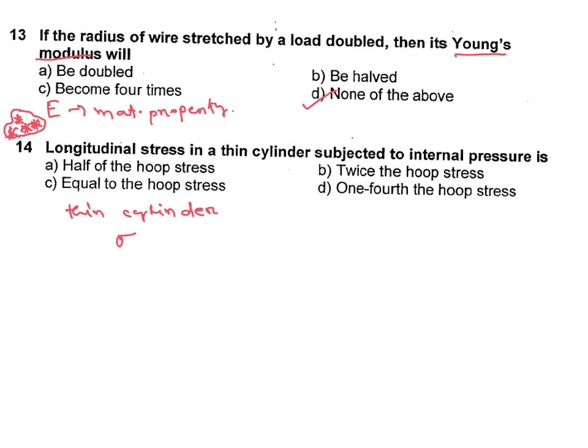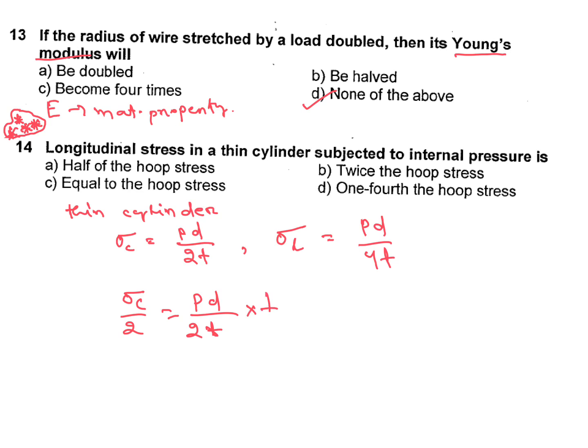Hoop stress or circumferential stress is PD by 2T, and your longitudinal stress sigma L is PD by 4T. Here in this question, longitudinal stress in a thin cylinder is sigma C by 2, which is PD by 2T into 1 by 2. We'll get PD by 4T. This is sigma L. So longitudinal stress is half of the hoop stress. A is the answer. Both formulas are very, very important: thin cylinder circumferential stress and longitudinal stress.